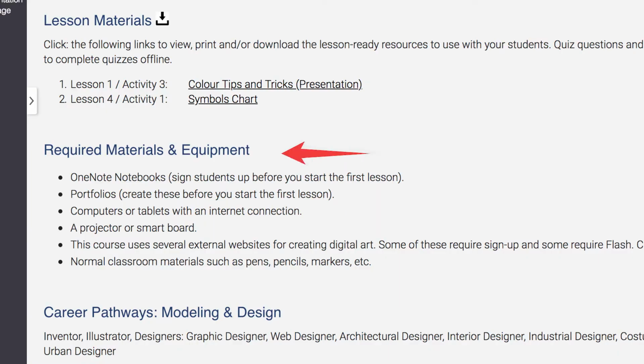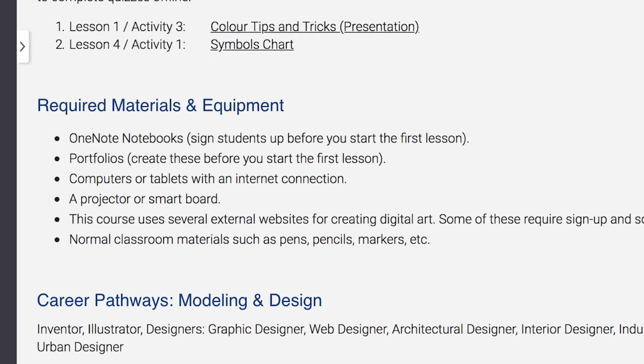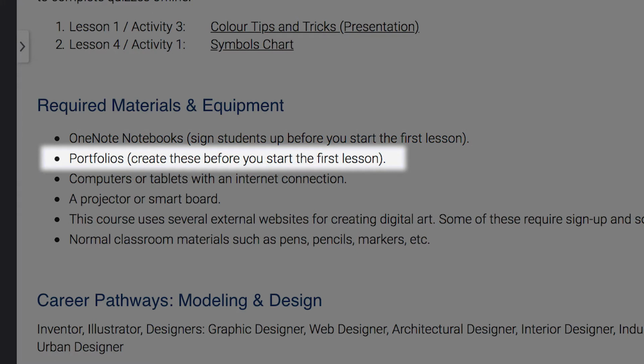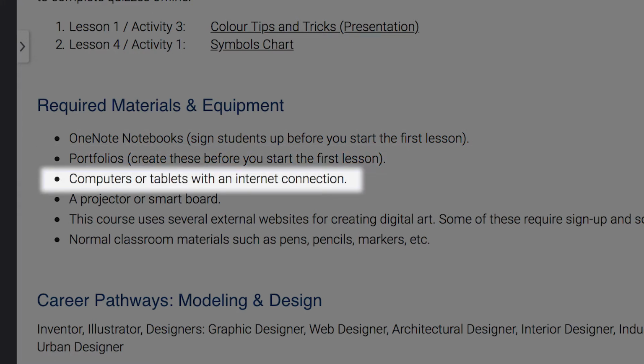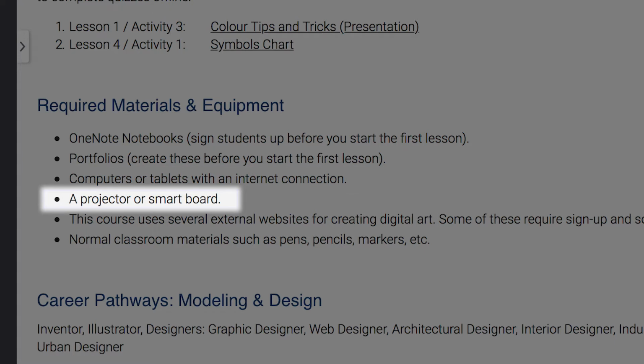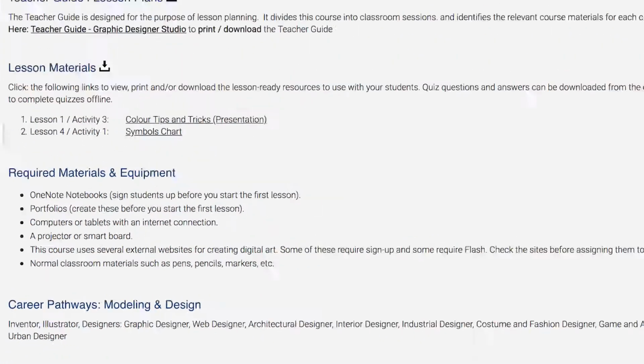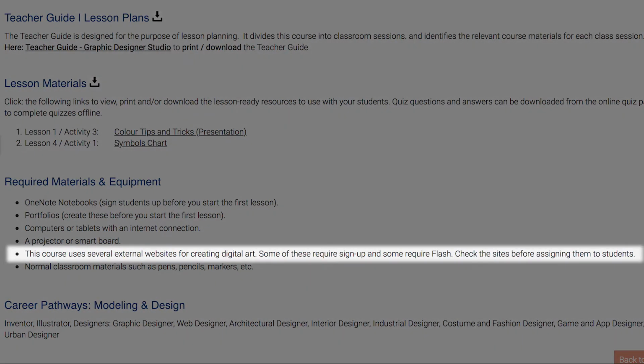Step 4. You should also review the equipment and materials you will need for the course. For Graphic Designer Studio, you will need the following: Microsoft OneNote notebooks for collecting ideas, taking notes, etc. Portfolios for completed projects, computers or tablets with an internet connection, a projector or smartboard, normal classroom materials such as pencils, markers, etc. Also, this course makes use of a number of external websites for creating digital art. Some of these require sign-up and some may require Flash. Check the sites before assigning them to students.